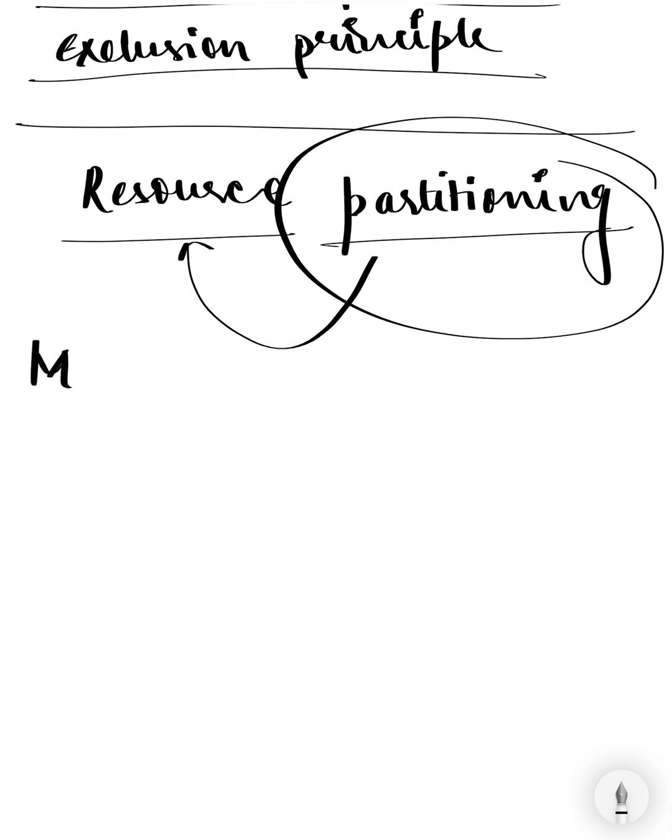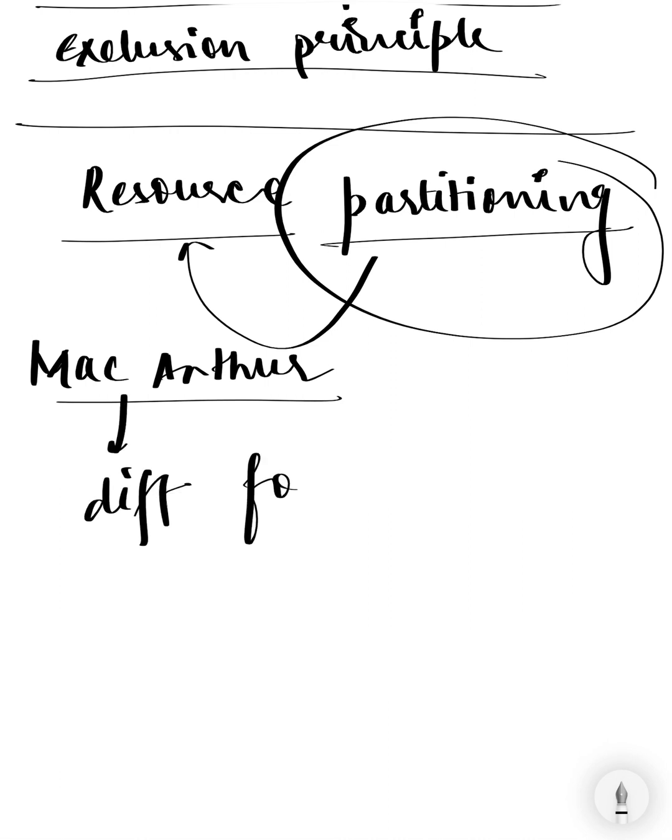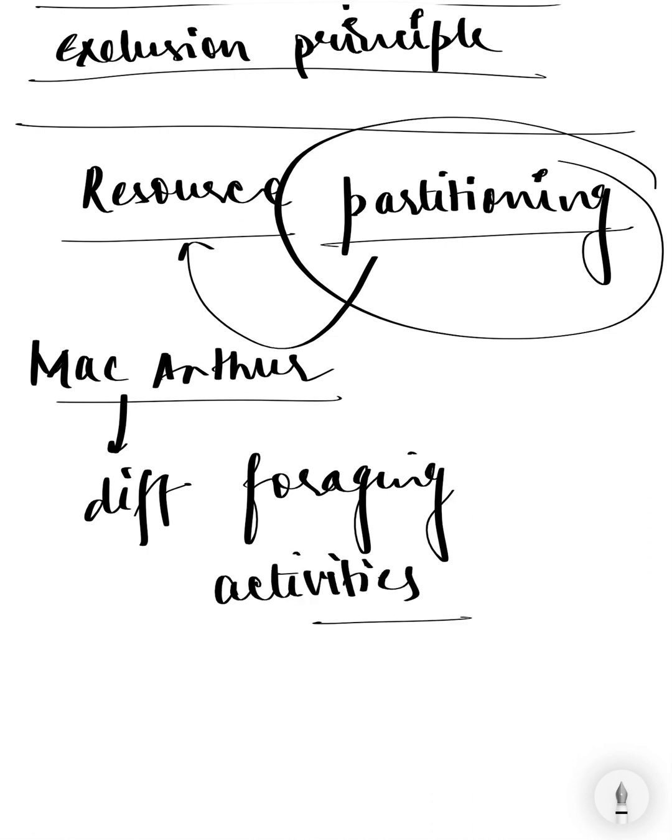There was a scientist whose name was MacArthur. He showed that five closely related species coexist on the same tree because of different foraging activities. Because they had different foraging activities, they were able to coexist on the same tree. So, this is all about competition.